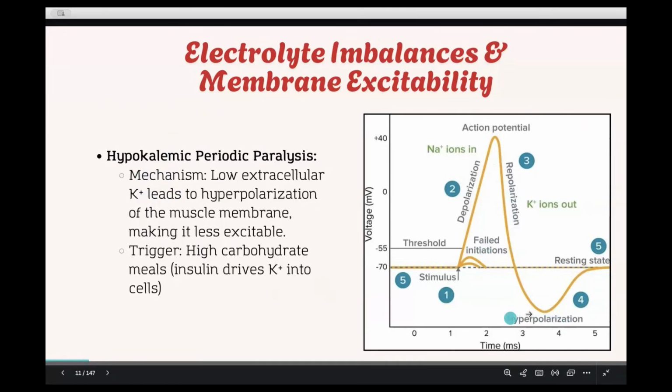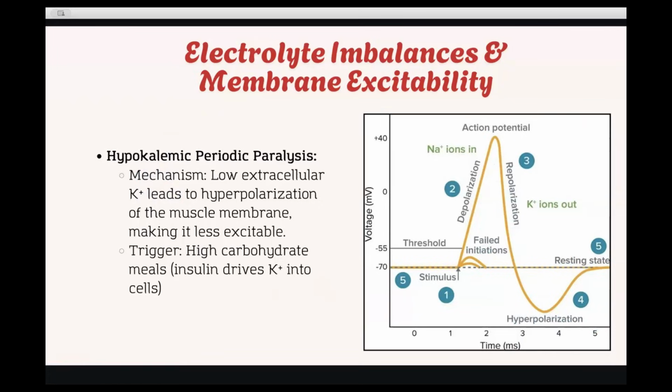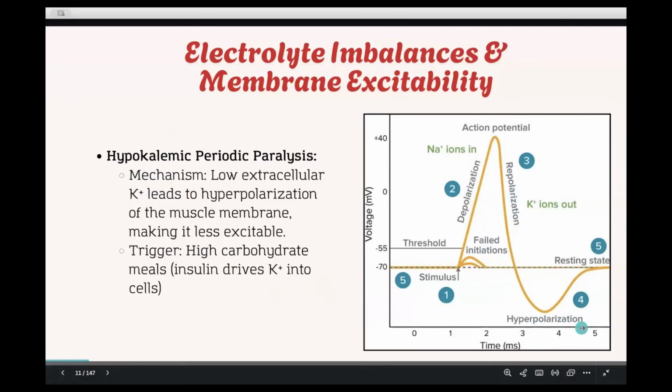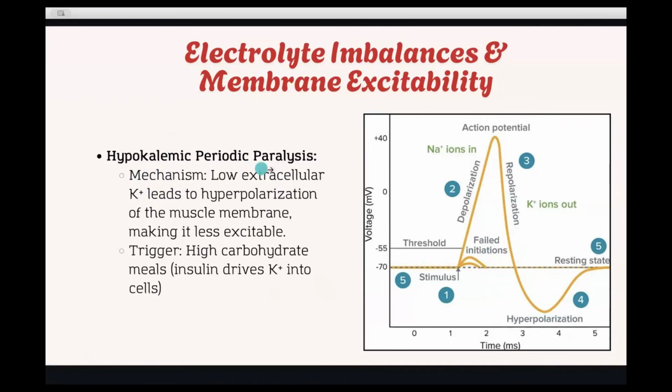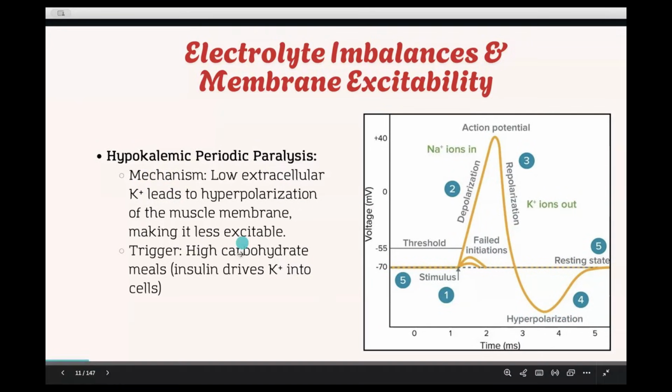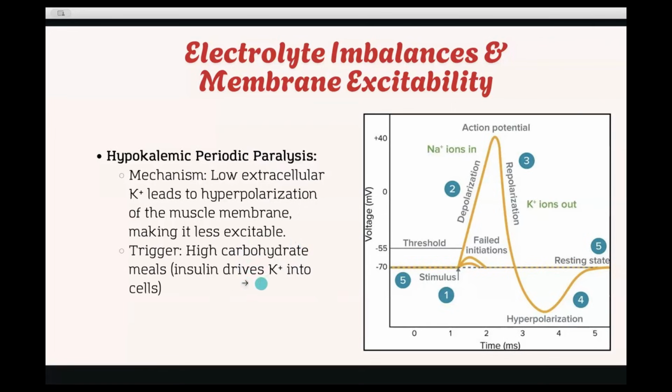we have a state of hyperpolarization. Now, when we have a state of hyperpolarization, this causes the muscle membrane to be less excitable. So when the muscle membrane is less excitable, we cannot have another action potential over here. So this is going to cause muscle weakness or periodic paralysis. What is the trigger? High carbohydrate meals. Why? Because insulin is going to drive potassium into the cells.